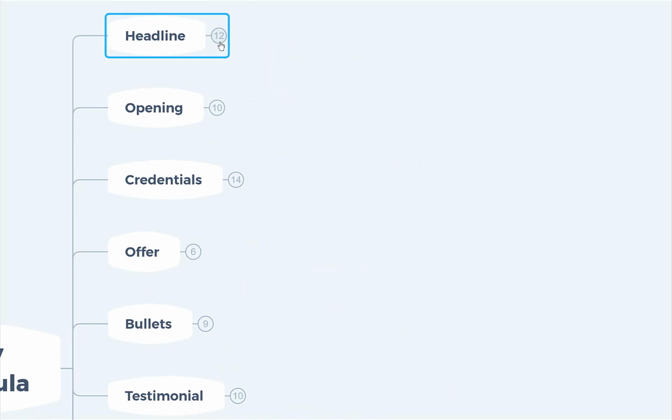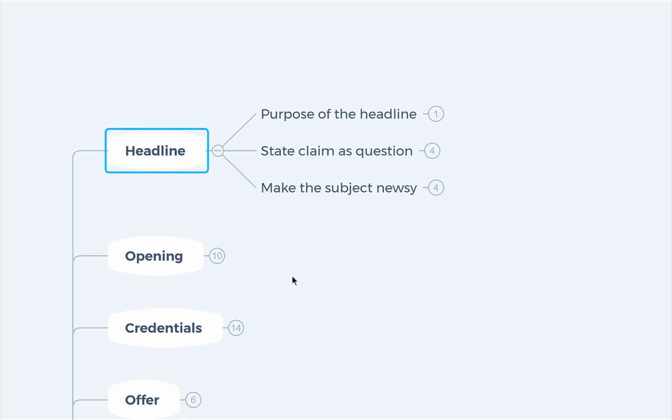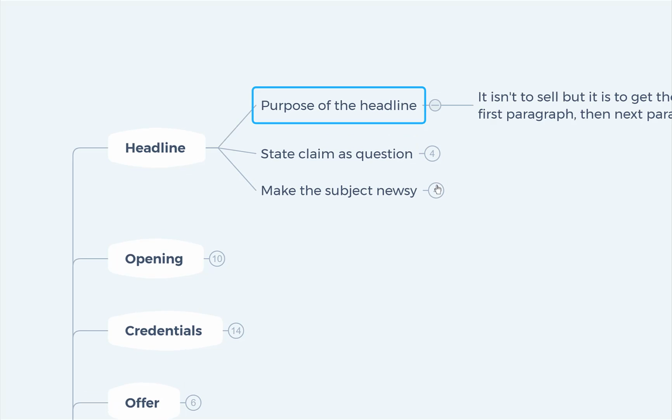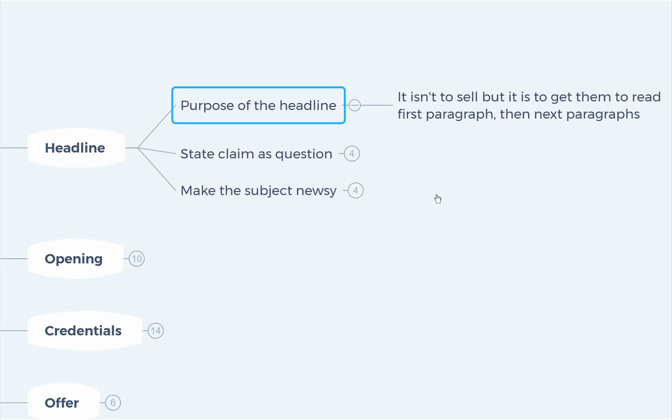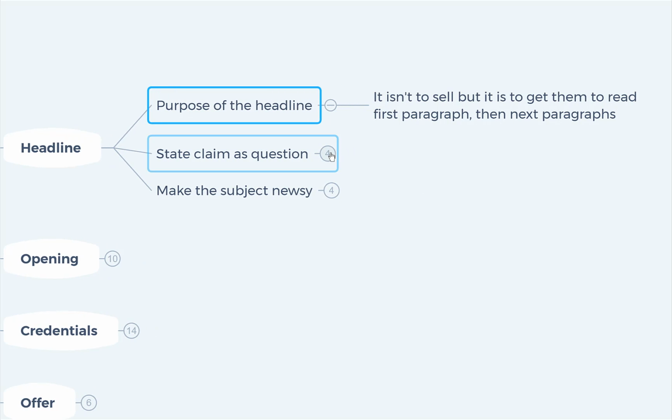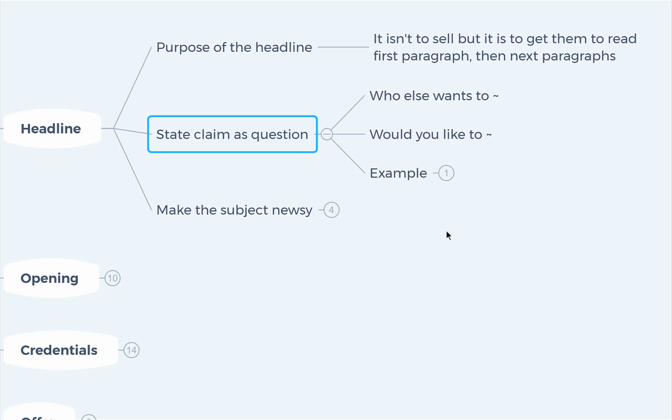First, headline. Remember, people will never read anything at first, never believe anything at first, never do anything at first. So the purpose of this headline is not to sell, but to get them to read the first paragraph. So what is the purpose of getting people to read the first paragraph then? It is to get people to read the second paragraph. Then how do you do this? First, state the claim as a question. Who else wants to? Would you like to?